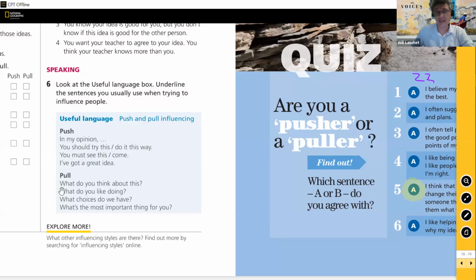Pull, okay, on the other hand, pull influencing, there are lots of what questions. So we're asking questions, open-ended questions, right? So we can see that the language we use in these are completely different. We could brainstorm other words and phrases that we could use here. But I like this language box here because it makes it very clear. Strong statement for push, open-ended question for pull.